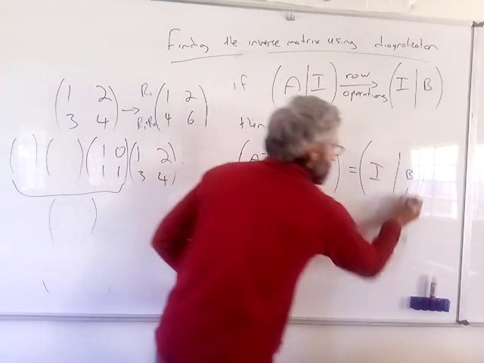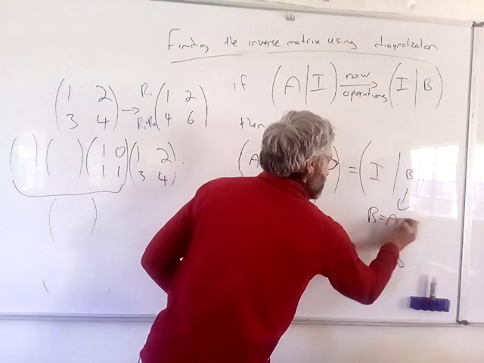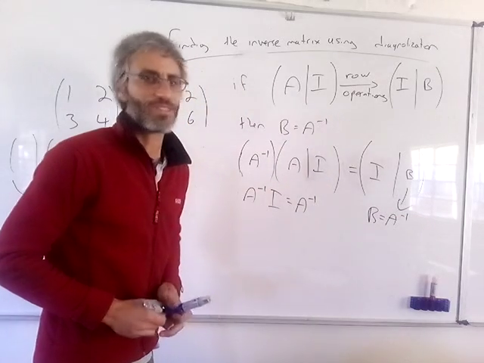In other words, this B is the inverse matrix of A, which is where the magic comes from.